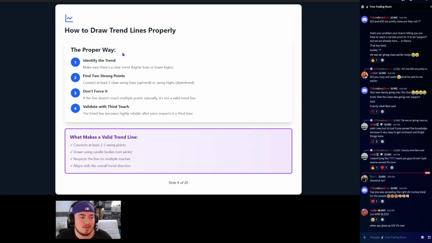What makes a valid trend line? It connects at least 2 to 3 swing points. Draw using candle bodies, not wicks. Respect the line on multiple touches. Aligns with overall trend direction. Let's say you draw a trend line and it checks off every single one of these marks, you have a valid trend line.